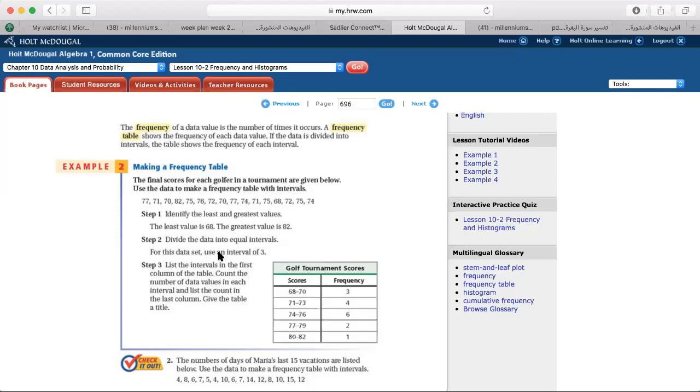For this data set, use an interval of 3. Interval of 3 means what? From the least number, count 3, like 68, 69, 70. So I make my first interval from 68 to 70. The second interval will be from 71 to 73, not 74, because 71 is included in my interval.